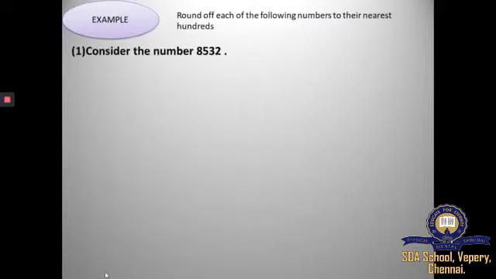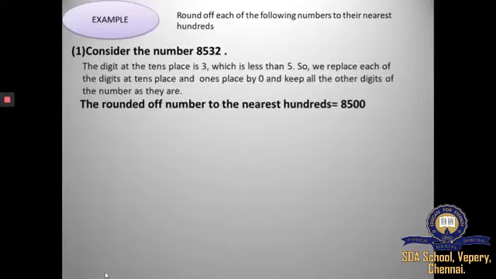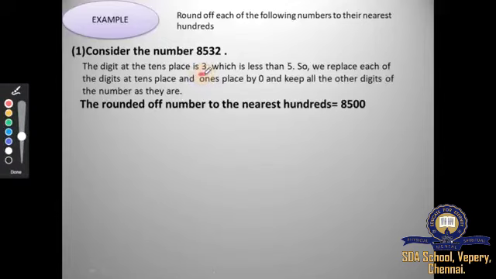Example. So consider the number 8532. So the digit at the tens place is 3, which is less than 5. So we replace each of the digits at tens place and ones place by 0 and keep all other digits of the number as they are. So the rounded off number to the nearest hundreds is equal to 8500.